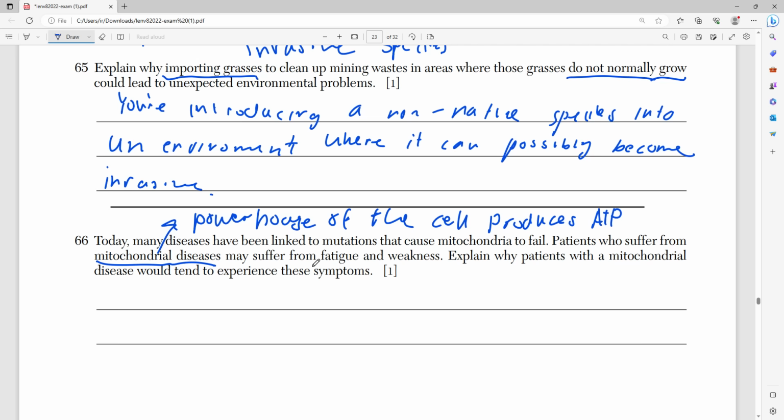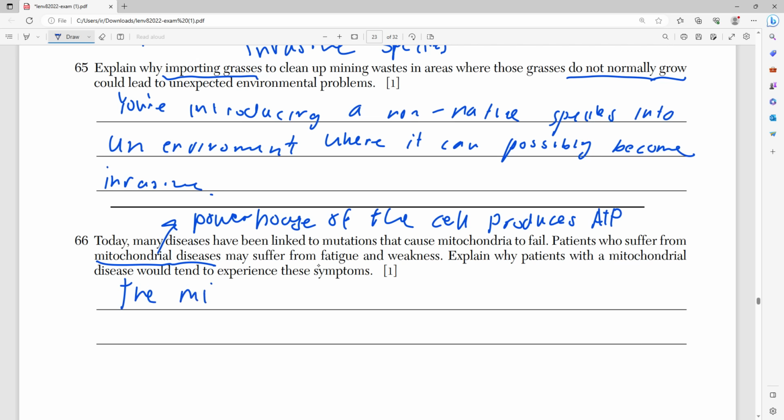So it produces ATP, right? Patients with mitochondrial diseases suffer from fatigue and weakness, right? So if I had low ATP, if I had low energy, I would probably be weak and I'd probably be very tired, right? So why would patients with mitochondrial diseases tend to experience these symptoms?